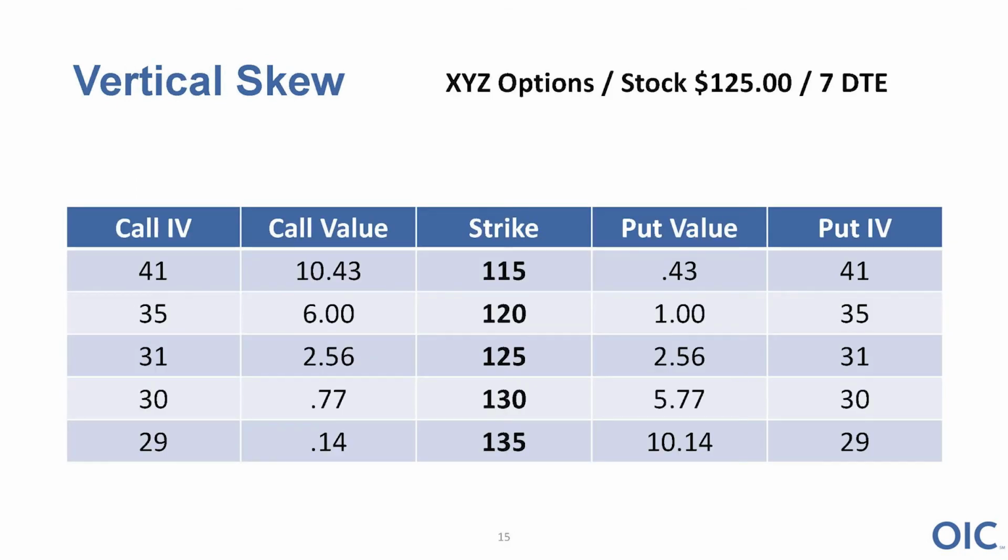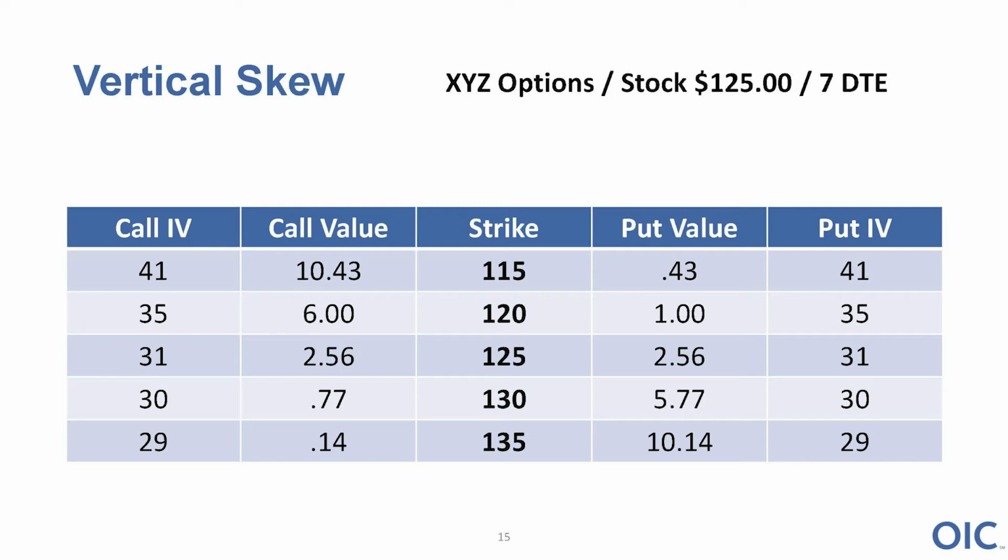So here's that skew in a table. We have a fictitious stock trading at 125, with 7 days to go to expiration. Looking at the 125, the at-the-money calls and puts, they have a fair value of 2.56, and they're trading at a 31 volatility. As you go down further to the 120 and the 115 strikes, the volatility increases. It goes from 31 to 35, and from 35 to 41 on the downside.